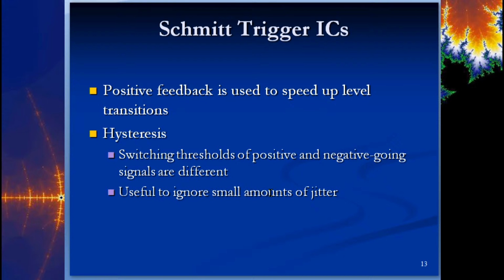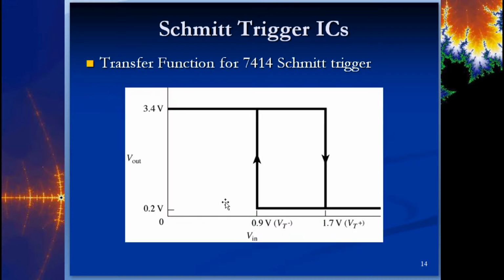And like it says here, it's useful to ignore small amounts of jitter or electromagnetic noise that may be on the line. And here's the transfer curve, the transfer function. This is what we were seeing in Multisim, where it looks almost like a hurricane symbol. While you're at this high voltage, if you're going to transition low, you have to reach this voltage down here. So if you're going from high to low, you have to follow this path, and that is a 1.7 volt positive threshold.